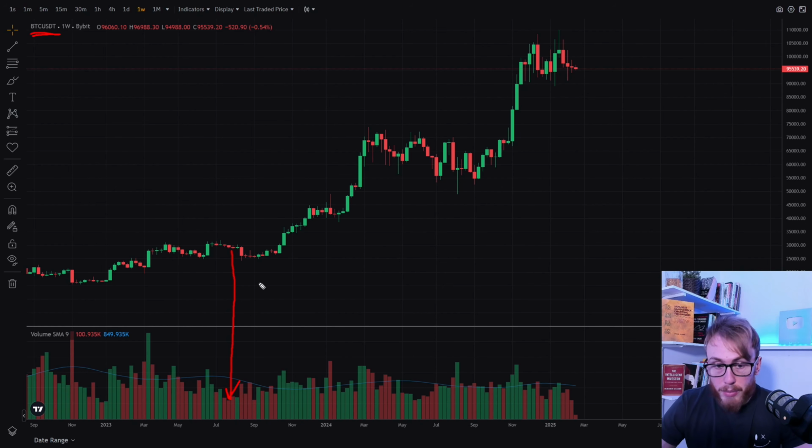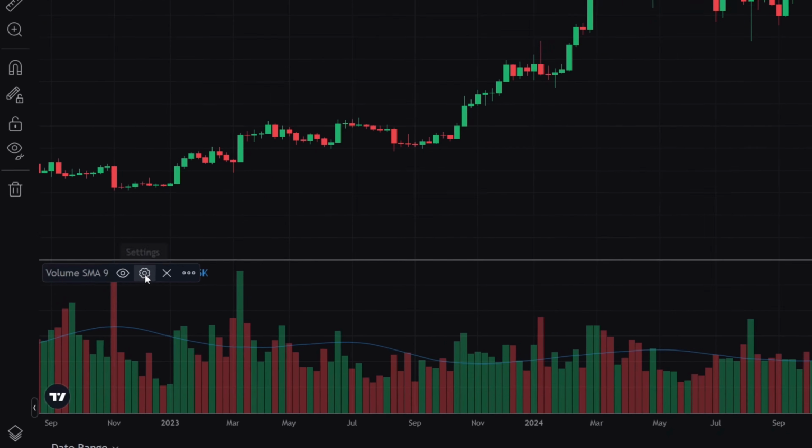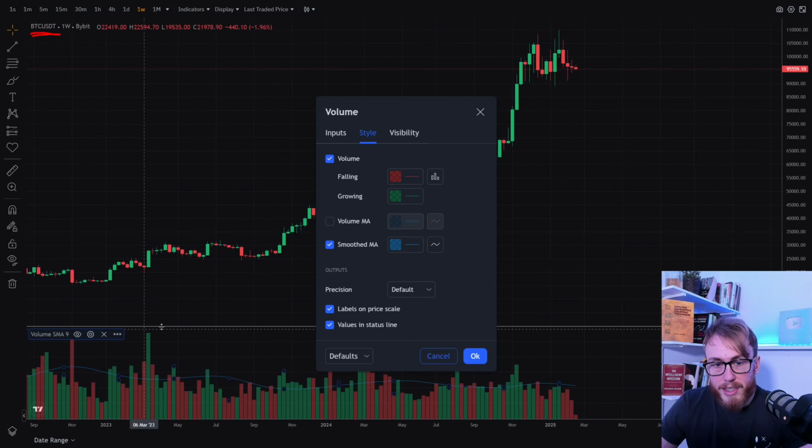So the volume is a very useful tool in my opinion. However, I don't like the blue line we have in the middle. So if you want to change the settings of the volume, you can go to this cogwheel right here where it says settings, and I personally like to uncheck the moving average of the volume because I don't really find it to be valuable.